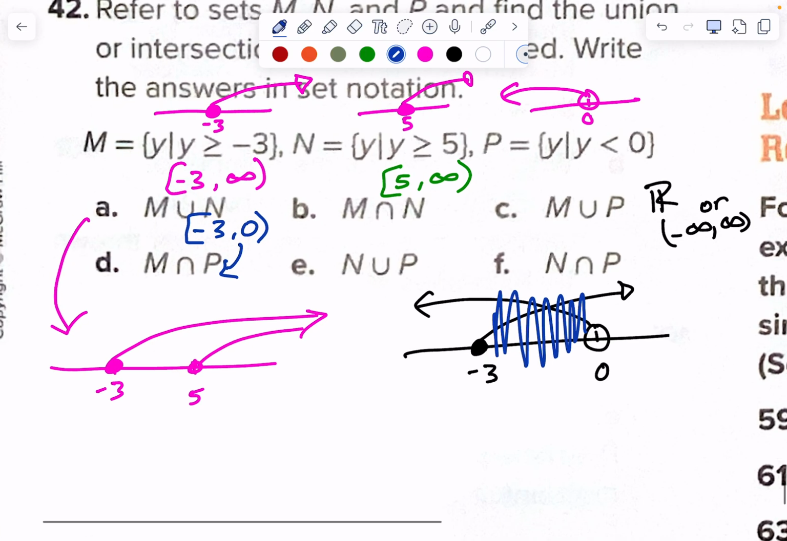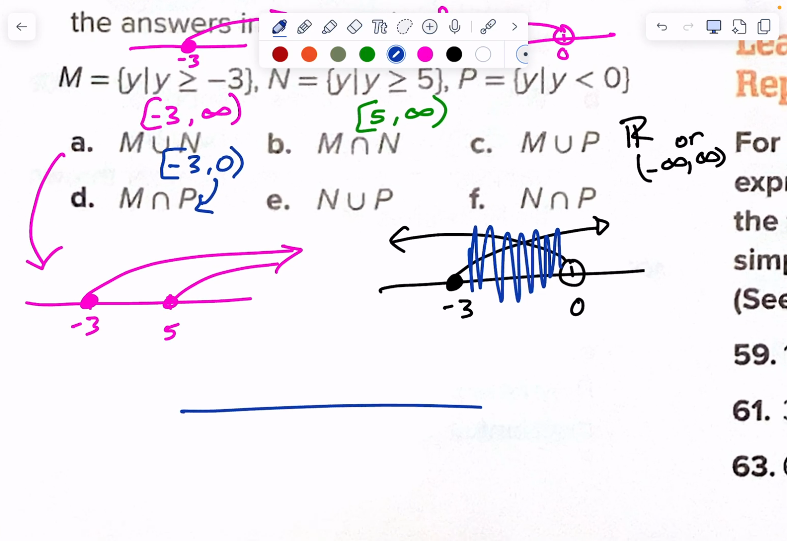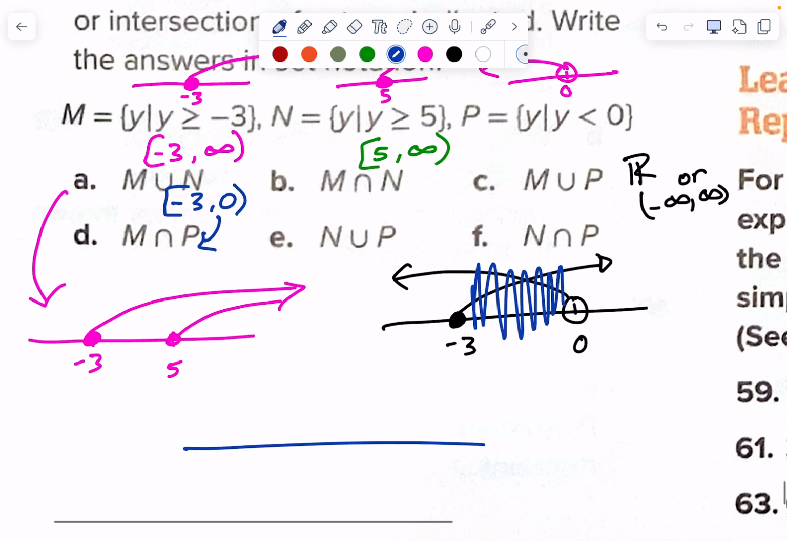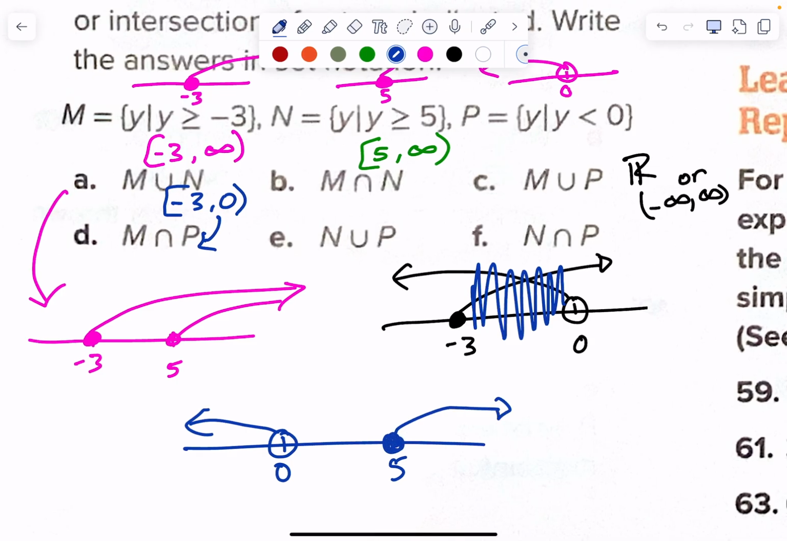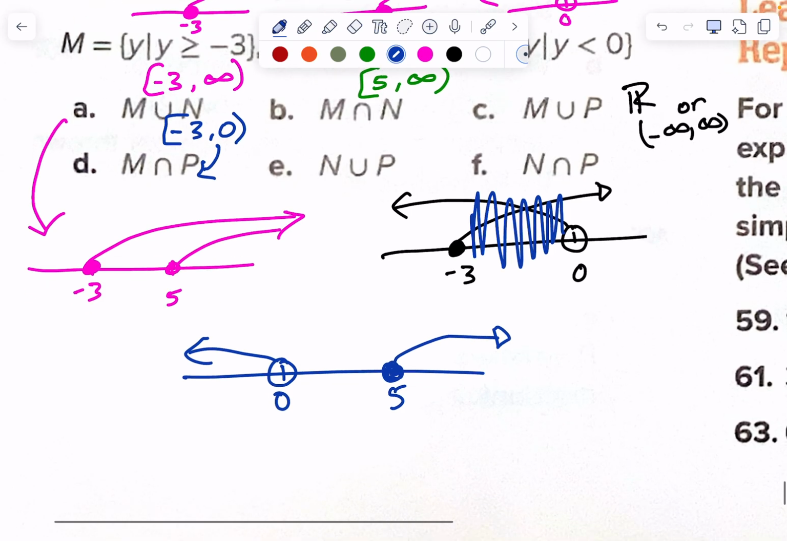Okay, and then I'm going to do N and P together. So N is 5 and P is 0. So I'm going to put 0 here, 5 here. Okay, the union. What do we own? This one's a weird one because they don't overlap, right? Negative infinity to 0, both paren, unioned with 5 bracket, 5 to infinity, like this. We just have to keep them separate.